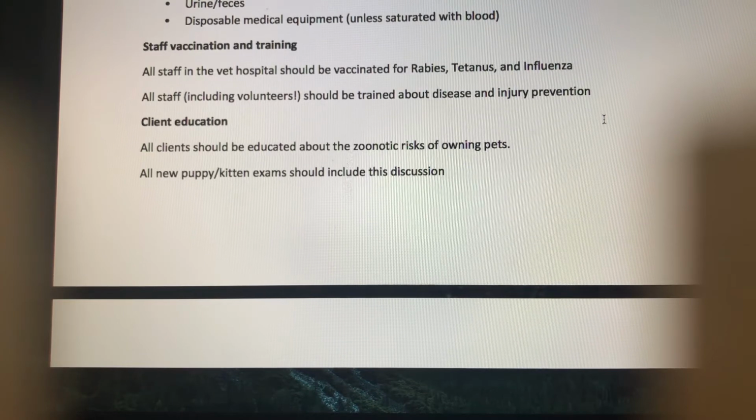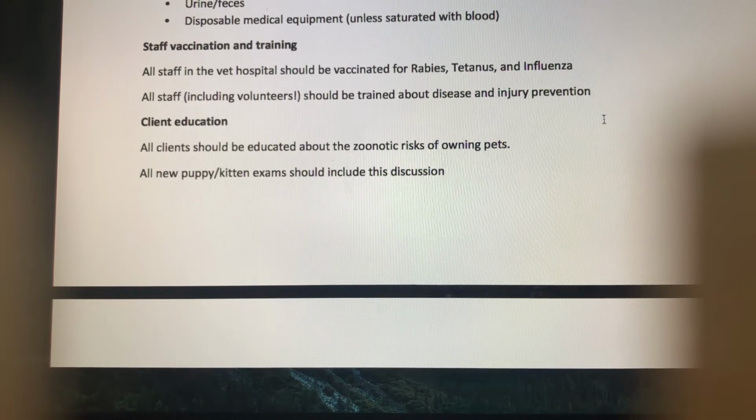In terms of client education, all clients should be educated about the zoonotic risks of owning pets. So anyone coming in with a new puppy or kitten, their exam should include this discussion. So we should be talking to them about what things are zoonotic. We know a few of them now because we've learned some of the infectious illnesses in this course. In our next course in parasites, we're going to learn about some more things that are zoonotic. So we should include all those in our talks with owners about zoonosis.